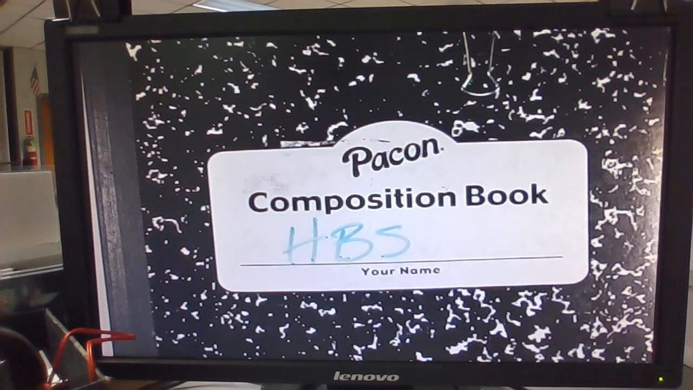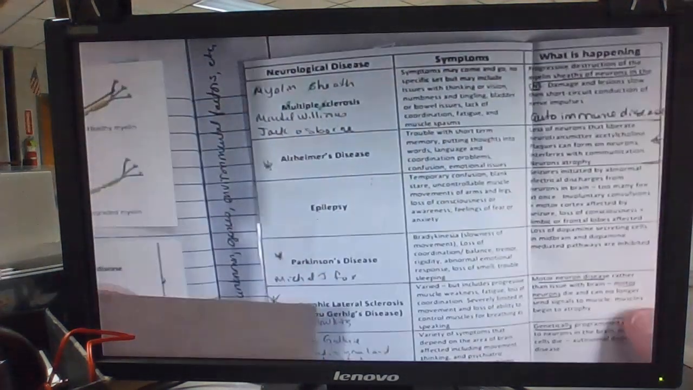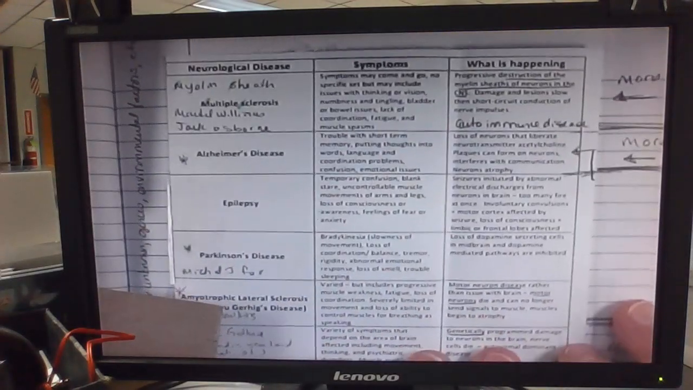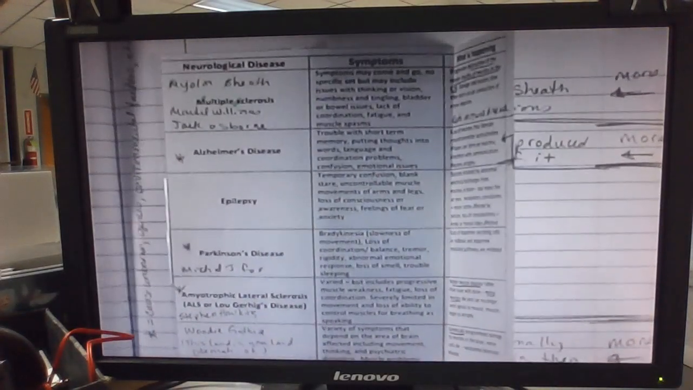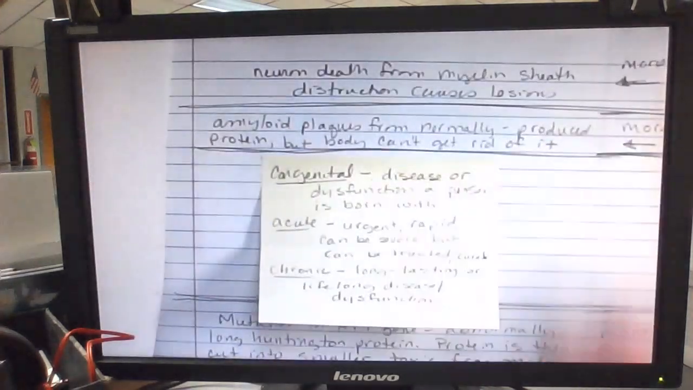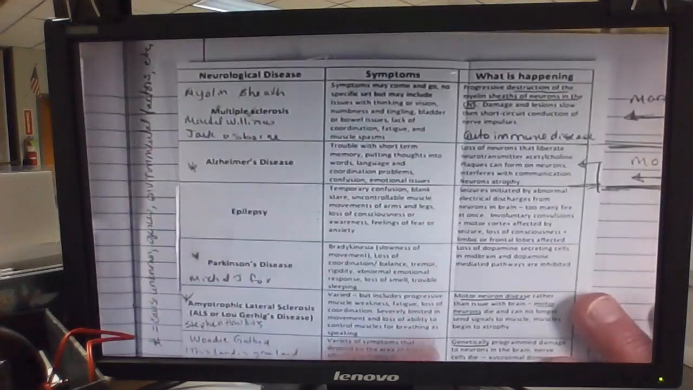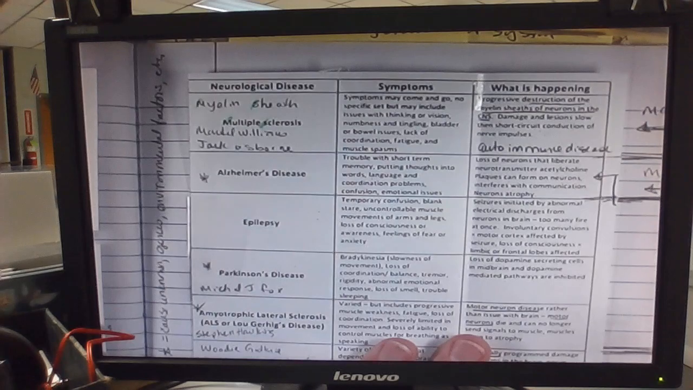All right, these notes are going to go into your HBS course file. So these are associated with neurological diseases and dysfunction. On the right-hand side, I've got my insert, and then I've got some information underneath it.